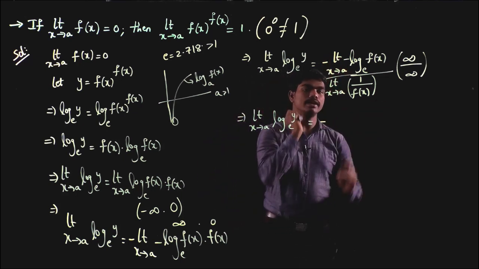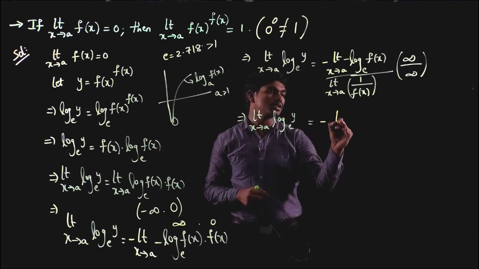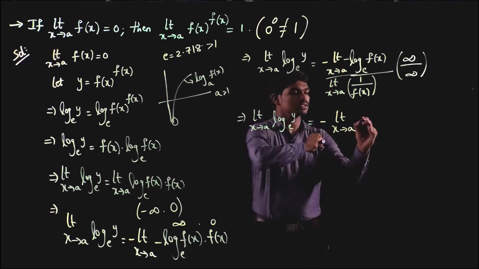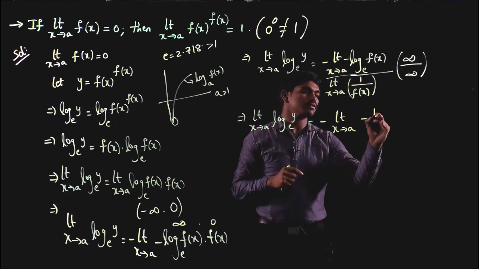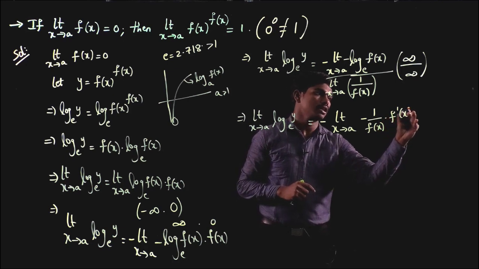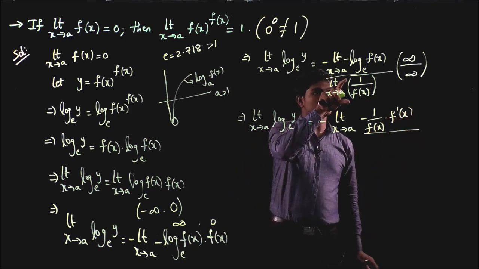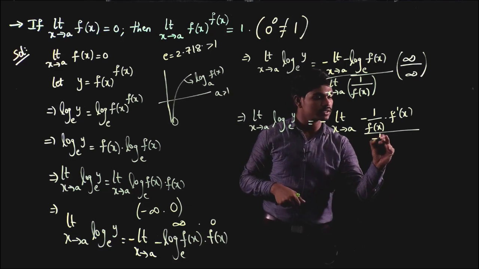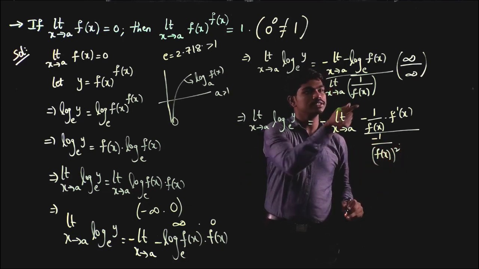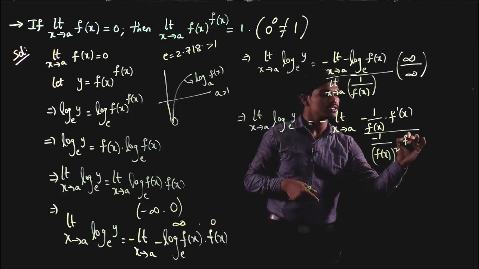Now this is of infinity by infinity form, so we can apply L'Hospital's rule. If we apply L'Hospital's rule, we have limit x tends to a of minus log of f of x is 1 by f of x into f dash of x, divided by 1 by f of x. The differentiation of 1 by f of x is minus 1 by f of x whole square into, since there is f of x here, the inner derivative f dash of x.